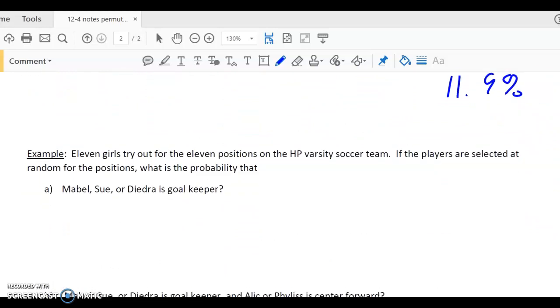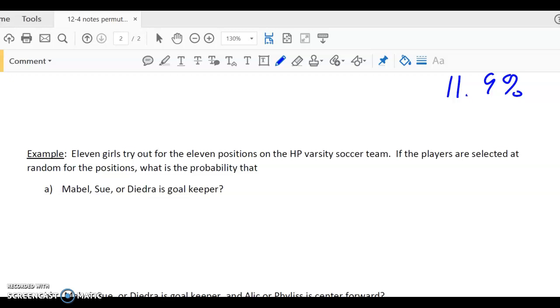Pause the video again and try the last example. 11 girls try out for the 11 positions on the Highland Park varsity soccer team. If the players are selected at random positions, what is the probability that Mabel, Sue, or Deidre is a goalkeeper?